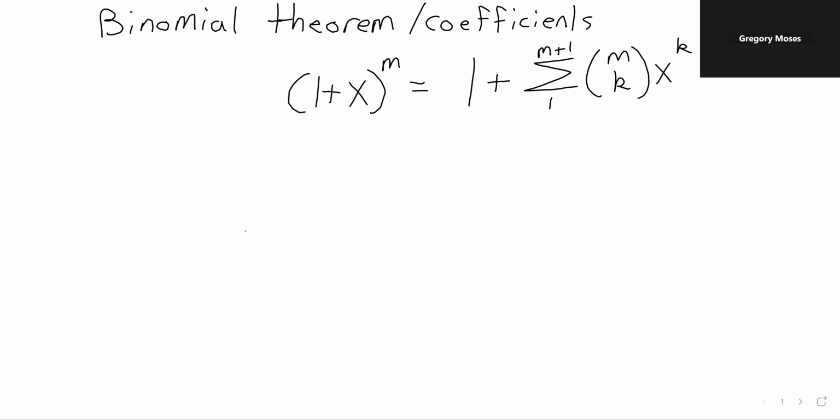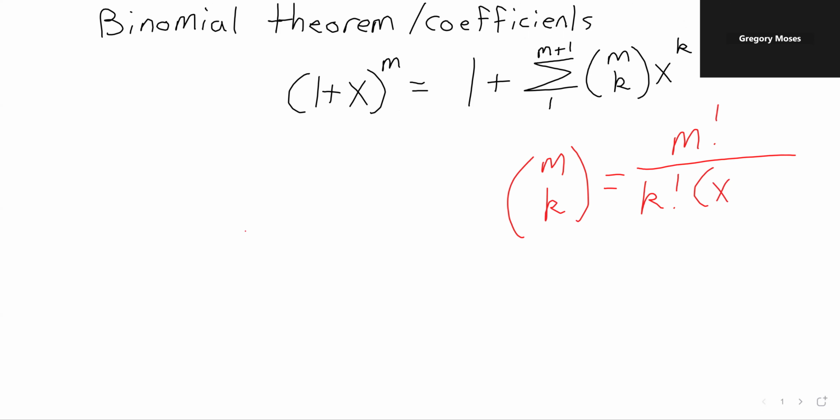But for our purposes, we're not looking at permutations or combinations or anything like that. We'll think of m choose k just in terms of a formula. It's m factorial over k factorial times m minus k factorial.